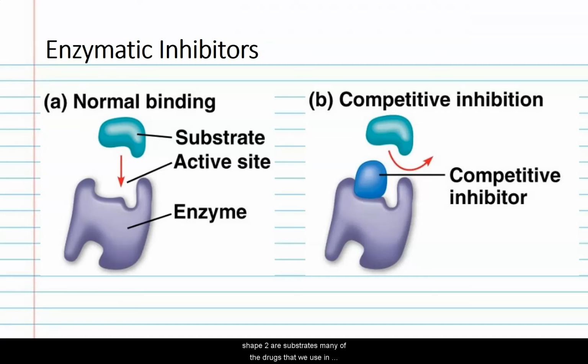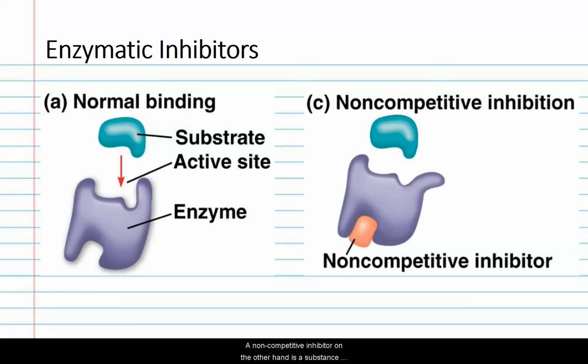Many of the drugs that we use in medicine are competitive inhibitors of enzymes. A great example of this is ibuprofen. Ibuprofen inhibits an enzyme called cyclooxygenase. That drug is a competitive inhibitor of that enzyme.